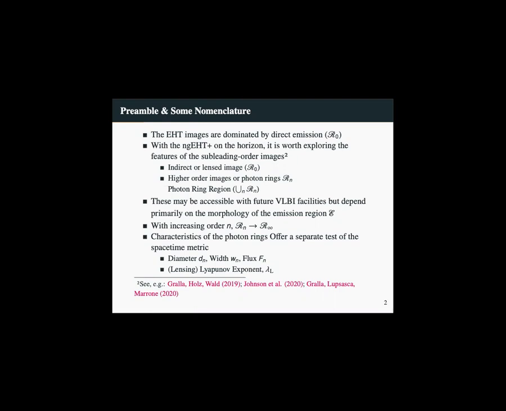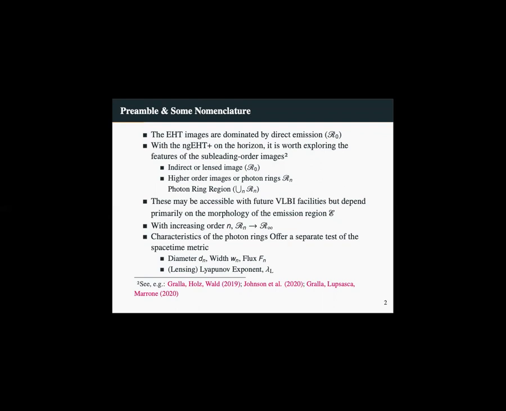All of these, however, approach the critical curve with increasing order. What we'd like to do here is to understand at what order you get most of the dependence from the space-time geometry itself, and what is the magnitude of change with the emission morphology. The things we'll look at are the change in the diameters and widths; we will not discuss the fluxes here because I don't think I have time. We'll look at the diameters and widths of various n rings and try to understand how they change with different emission zone morphologies, and try to characterize how we get the Lyapunov exponent from these diameters and widths.